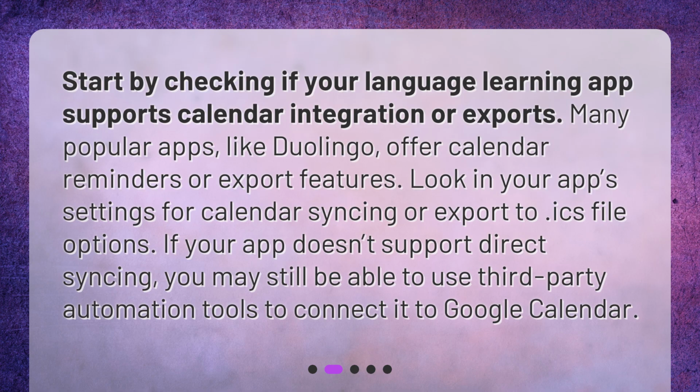If your app doesn't support direct syncing, you may still be able to use third-party automation tools to connect it to Google Calendar.